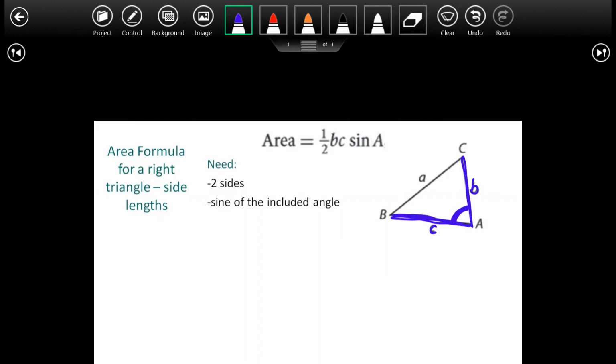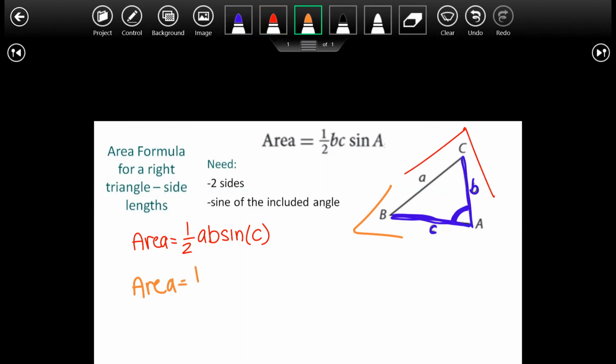You can apply this to the other angles as well, meaning the area can also be equal to half of AB times the sine of C. And this means that we're looking at this little area up here using this angle. And then we can also use our final one using B back down here, which is the area equal to half A and C times the sine of B.